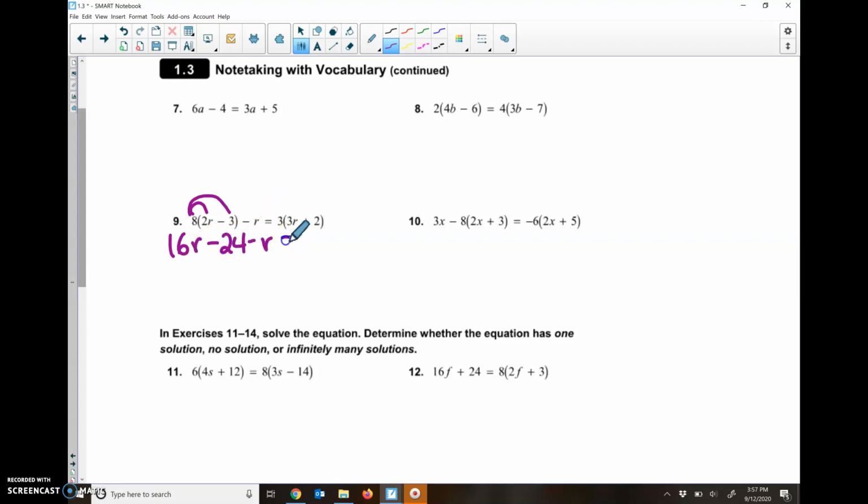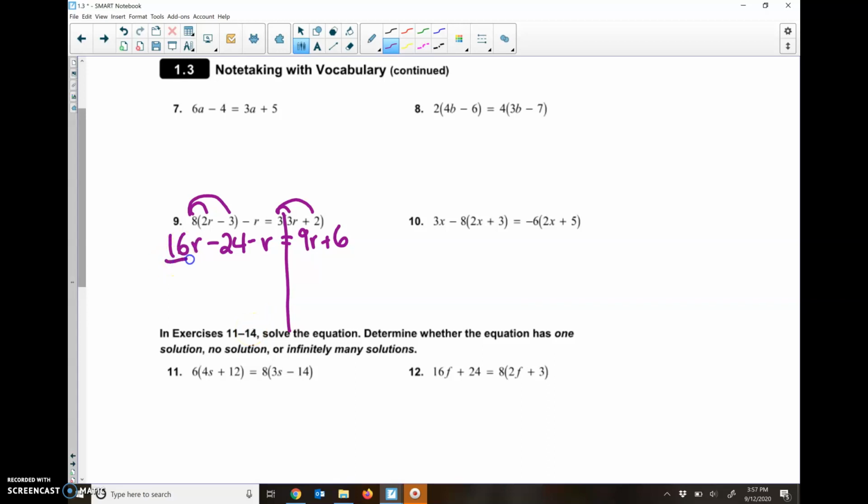I do have that extra r hanging around. 3 times 3r is 9r. And then distribute that 3 to the 2 as well. 3 times 2 is 6. So again, it's kind of like those other two problems combined, where I do have something to combine here before I transfer things to the left side or the right side.